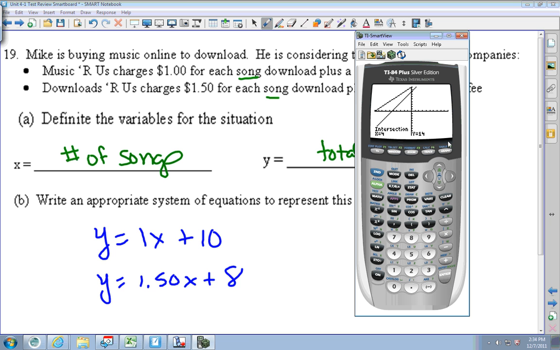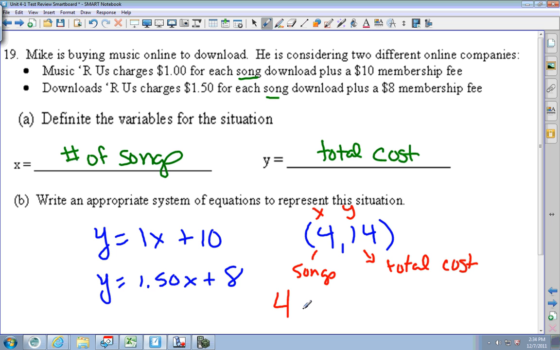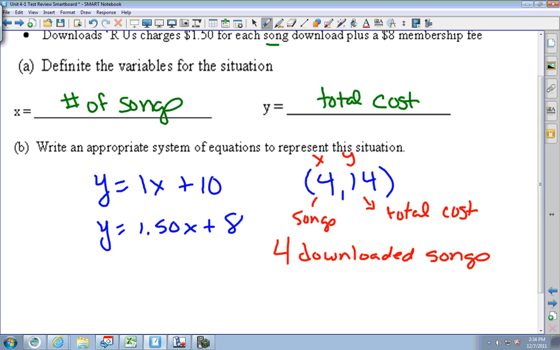It is 4 and 14. So right here, I have 4 and 14. What does that mean? Well, 4 is the number of songs. 14 is the y. Remember x, then y. And so this is your total cost. It means that 4 downloaded songs will cost $14.